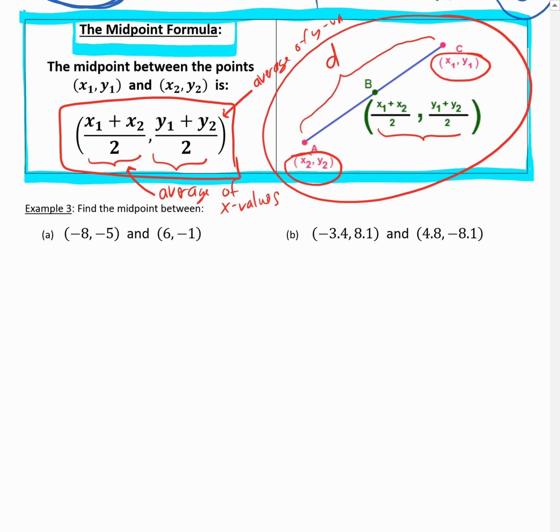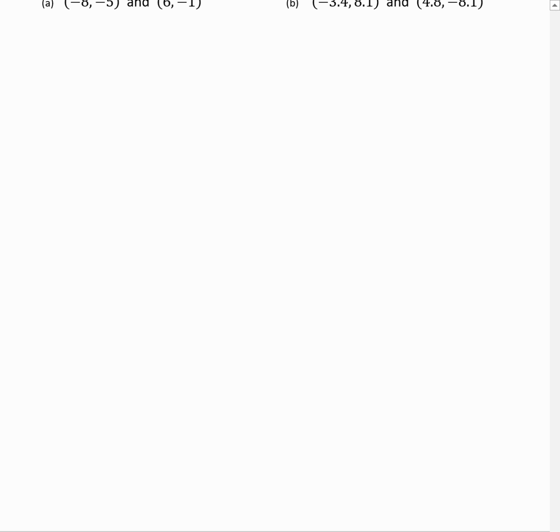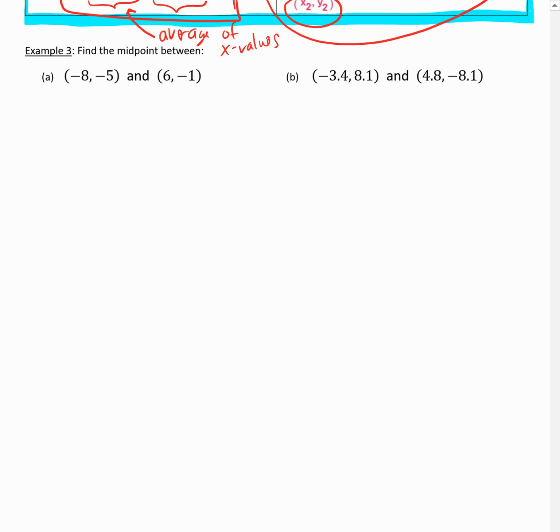So it kind of makes sense that it would give you a point right in the middle. If you average the two x values, that should be an x value right in the middle. If you average the two y values, that should be a y value right in the middle. So this formula shouldn't be too surprising. It's just kind of the average point right in the middle of the two. All right, let's see. I'm going to just jump into the first example, part A.